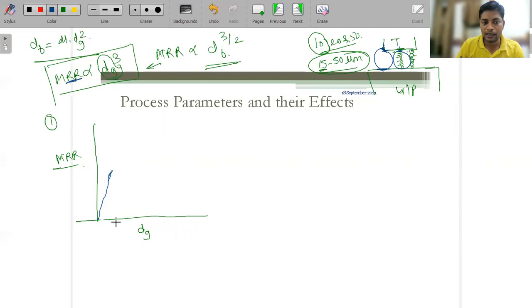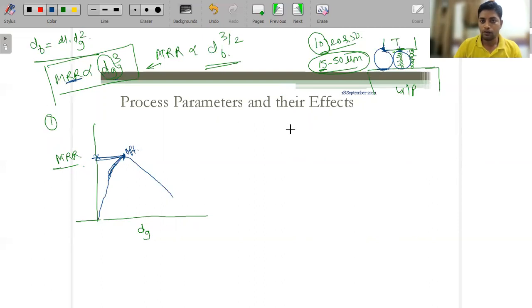So what it means is, as you increase the grid diameter, the material removal rate increases, but after reaching the optimum value, it starts decreasing. So this is the optimum value of this dg at which the material removal rate is maximum. After that, it will start decreasing. Okay, guys, so please keep this in mind.